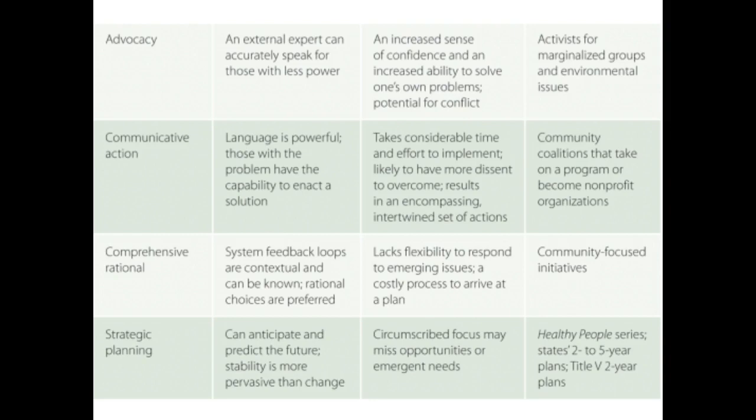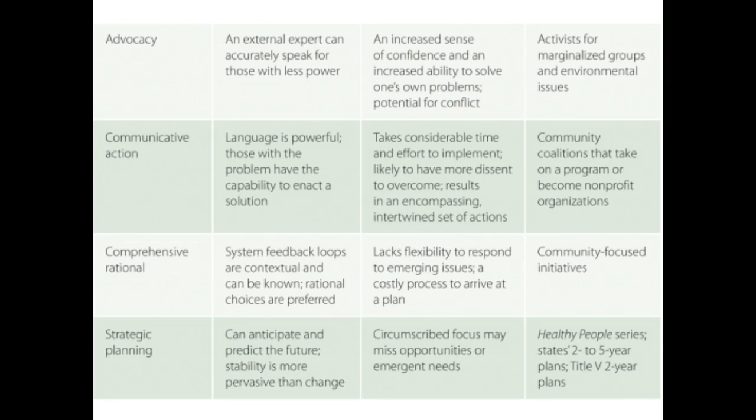The communication of action approach is concerned with the distribution of power and communication. While the advocacy approach doesn't allow those with the problem to participate as equals with experts in the process, this approach does. Examples of this approach are community coalitions or nonprofit organizations which are made up of community members who are living with the issue that they are trying to address, such as the National Alliance on Mental Illness.